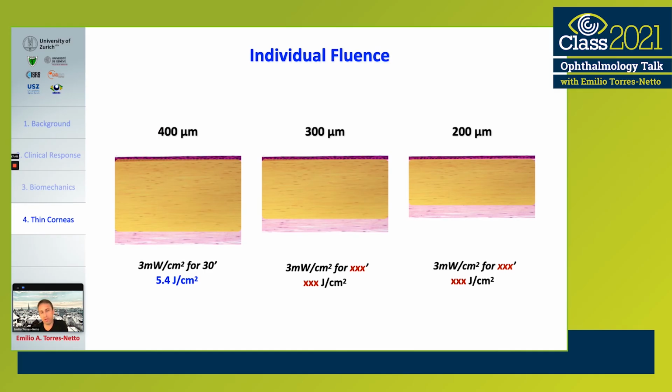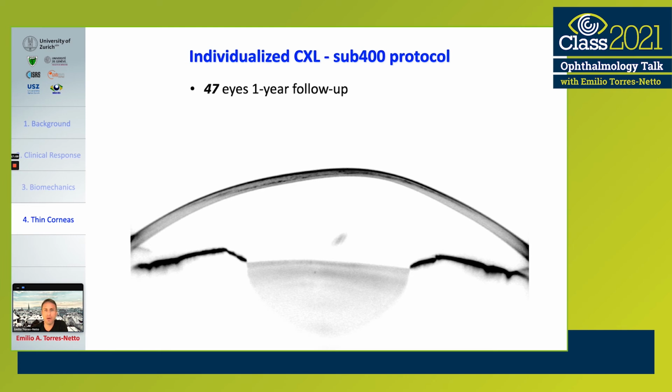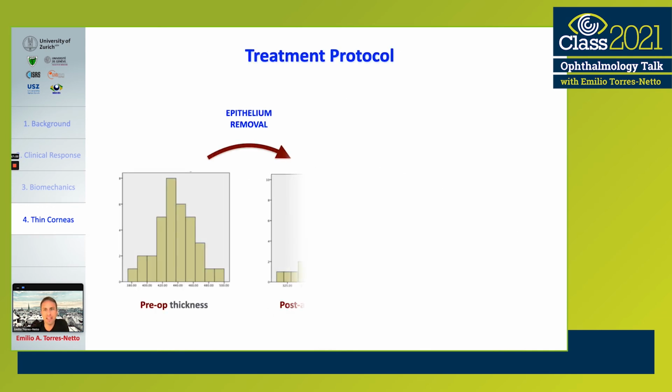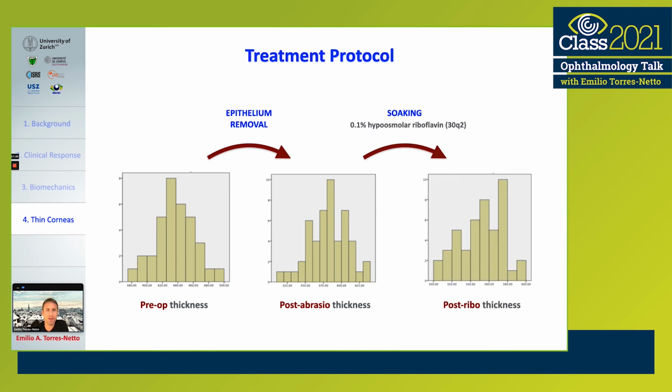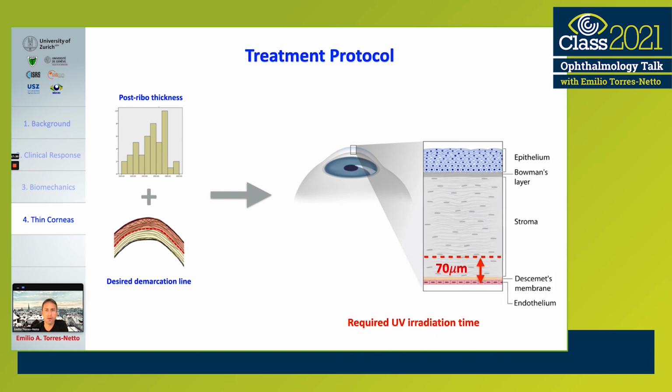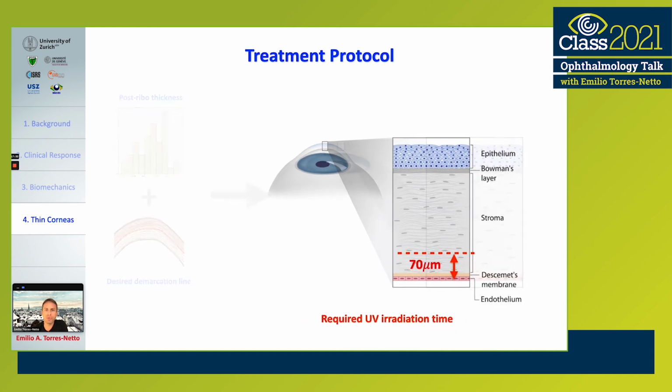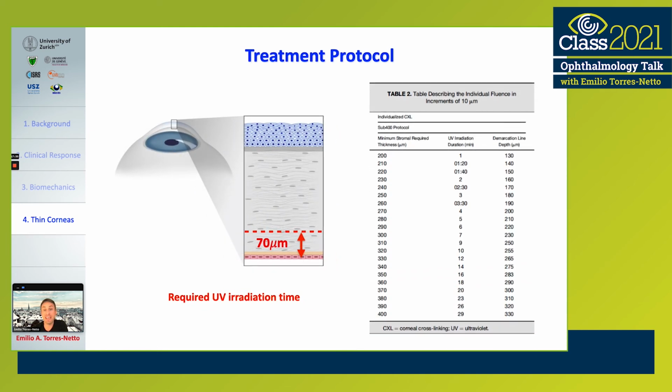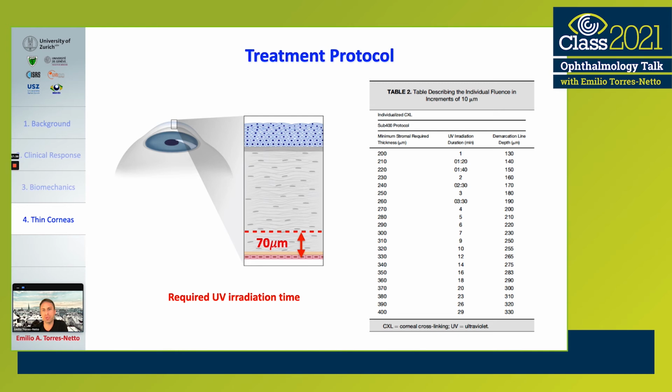the protocol to the cornea. So thinner corneas would receive less energy, and that's already our results showing a year of follow-up in patients with corneas ranging from 400 to less than 400 microns. And after the epithelial removal was done, the riboflavin was dropped, and we used this published table to adapt the energy to each cornea.